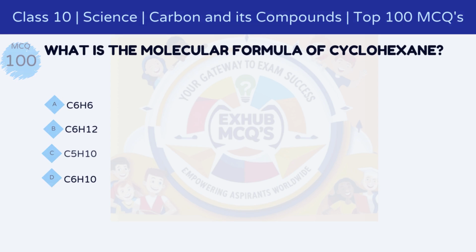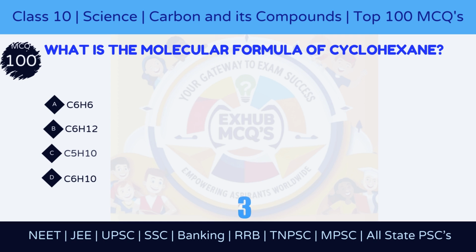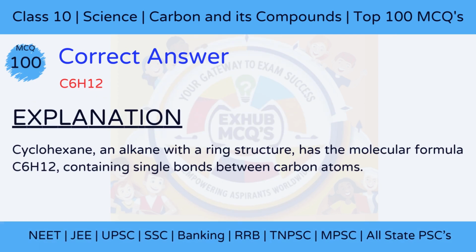MCQ 100. What is the molecular formula of cyclohexane? Option A, C6H6. Option B, C6H12. Option C, C5H10. Option D, C6H10. The correct answer is option B, C6H12. Cyclohexane is a saturated hydrocarbon with a ring structure and the molecular formula C6H12. All its carbon atoms are connected by single bonds.